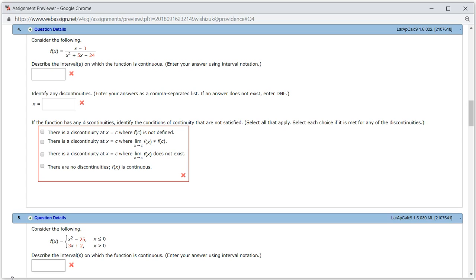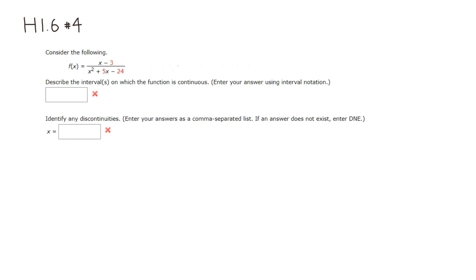Alright, let's look at homework 1.6, problem number 4. We have this rational function and we want to find the intervals on which this function is continuous. Alright, so let's do that. First thing is I'm going to factor out the denominator. So you're going to get x minus 3 and x plus 8.